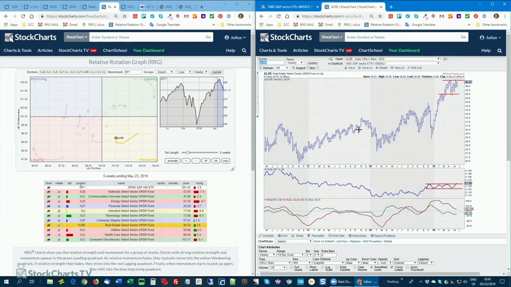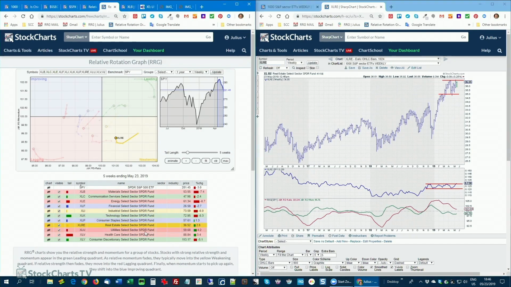Interest rate yield sensitive, looking pretty good. We see a rotation, a curling up inside the weakening quadrant, starting to move higher, picking up rotation there. So that's good. And if we can push above this previous high, supported by a break above previous highs in relative strength, this could actually be one of your stronger sectors going forward. So keep an eye on this one as a safe haven or an outperformer.